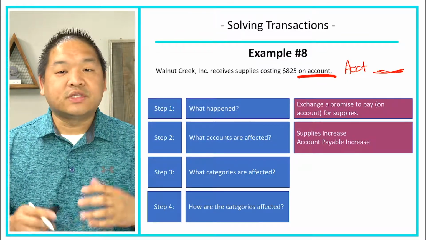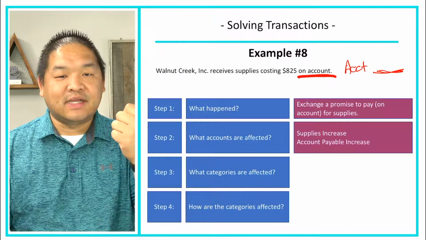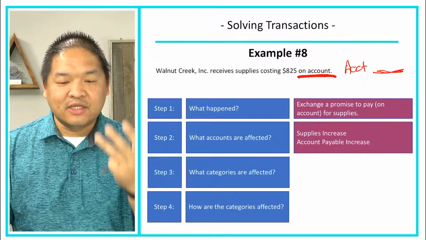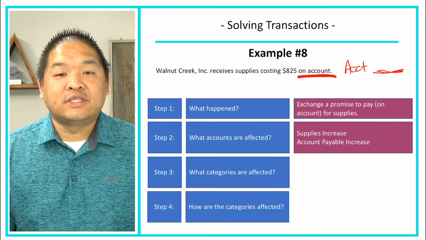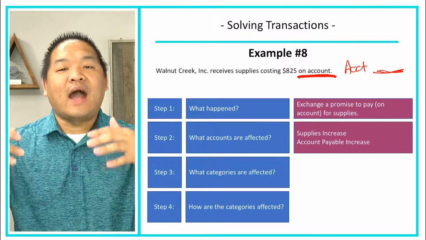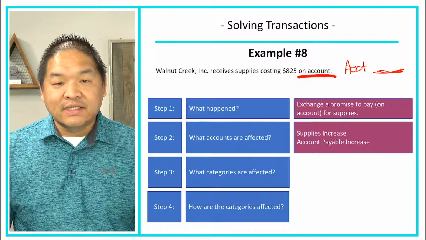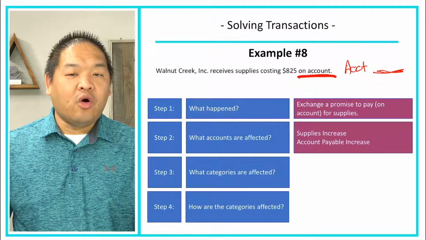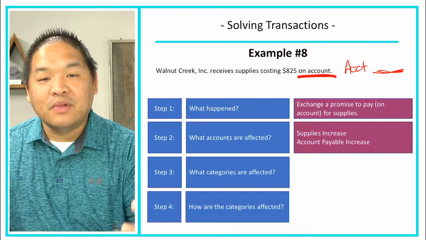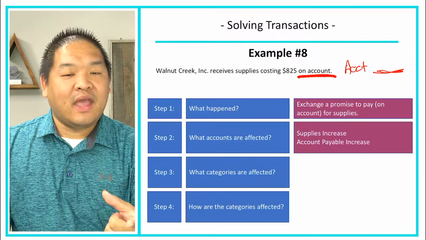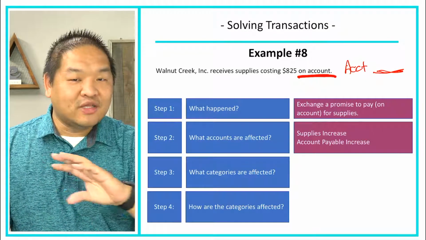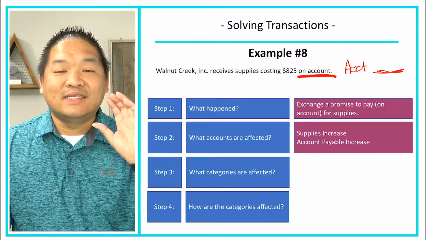What categories? Well, supplies. What type of account is it? Is it an asset, liability, owner's equity, expense, revenue, or dividend? It is an asset. So supplies are an asset until we actually use them. So for instance, in my office here, I have a whole bunch of notepads. That would be a supply because I haven't used them. The notepads are just sitting behind the camera on a shelf and I'm not doing anything with them. So that is a supply.